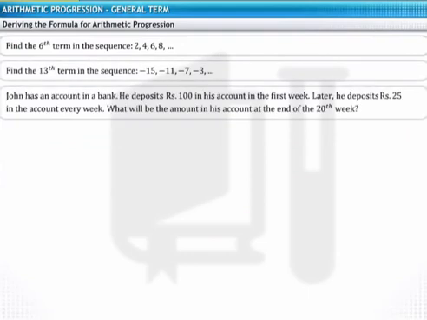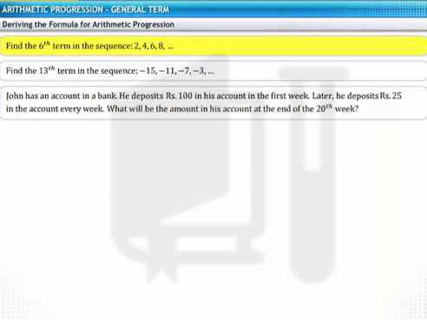Consider the following problems regarding arithmetic progression. Find the sixth term in the sequence 2, 4, 6, 8, and so on. Find the 13th term in the sequence -15, -11, -7, -3, and so on. John is saving money in a bank. He deposits 100 rupees in the first week. Later, he deposits 25 rupees in the account every week. What will be the amount in his account at the end of the 20th week?